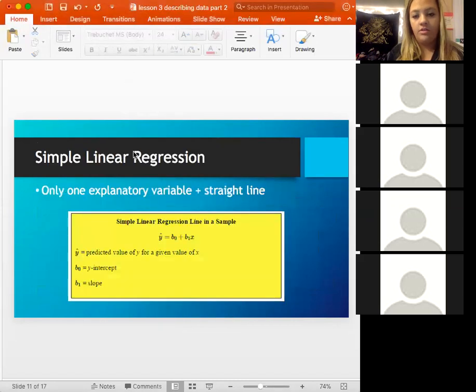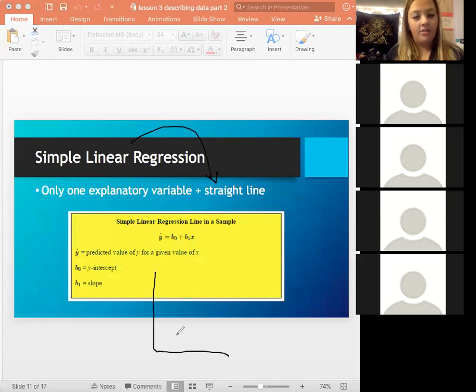Let's keep cruising. So, okay, simple linear regression. This is basically just telling us if you have one explanatory variable, which is why it's called simple because it's just one variable, and then a straight line, which is where you get the linear part from. So then this is just the equation that you use for a simple linear regression in a line. And make sure when you see an equation like this in stat, you should always try to draw it out and understand where it came from or solve it out.